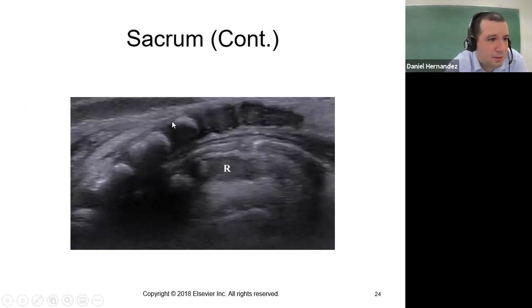So in this picture, you could see your sacral vertebrae beginning. So this hypoechoic area is going to be your coccyx. Or this is actually the rectum, seen posterior to the coccyx.